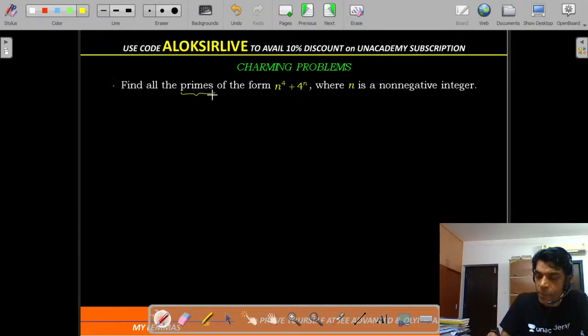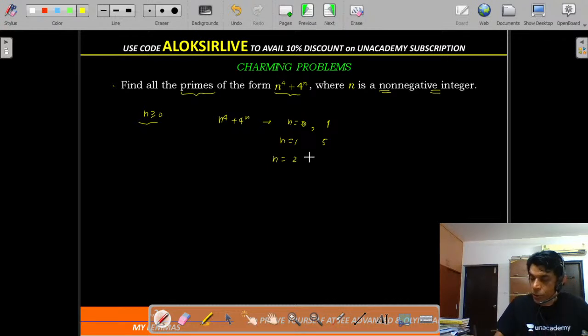So they are saying find all primes of the form n to the 4 plus 4 to the n, where n is a non-negative integer. I mean, n greater than or equal to 0. Let's do some experiments by putting values for n. If you put 0, it will lead to 1. N equal to 1 will lead to 5. N equal to 2, then you see something strange happening: 16 plus 4 squared, obviously composite. Then n equal to 3, you will find again 81 plus 4 to the 3 and all those things. You will still find that these numbers are all composite, right?